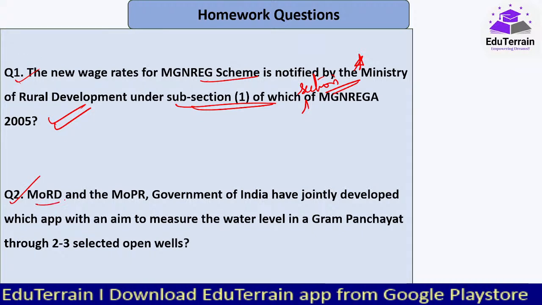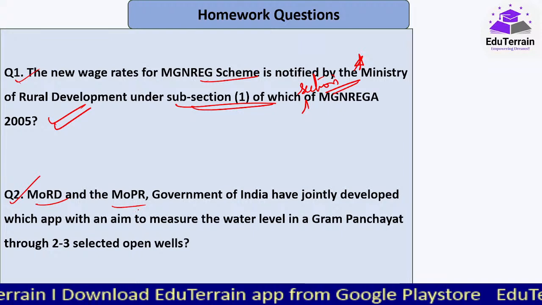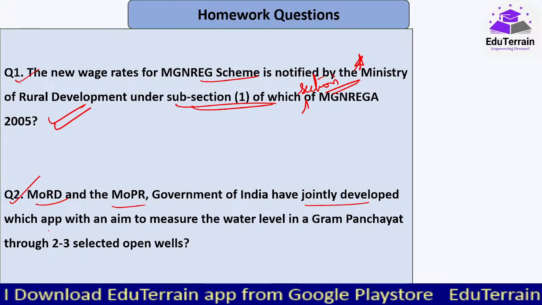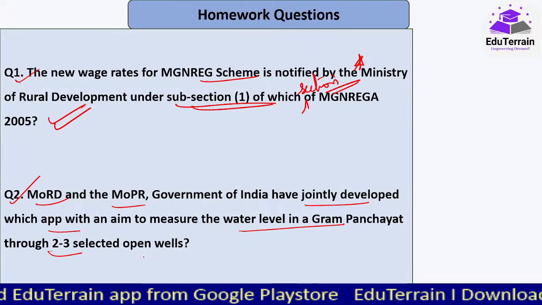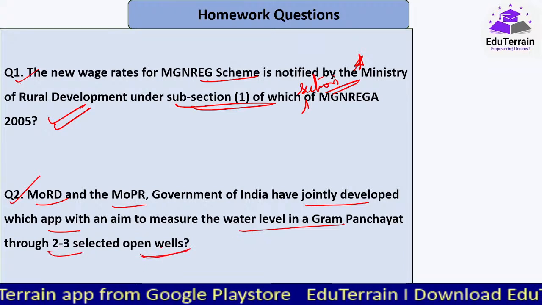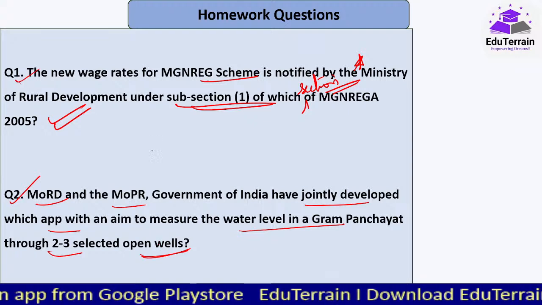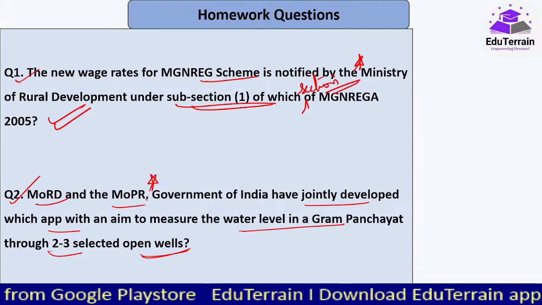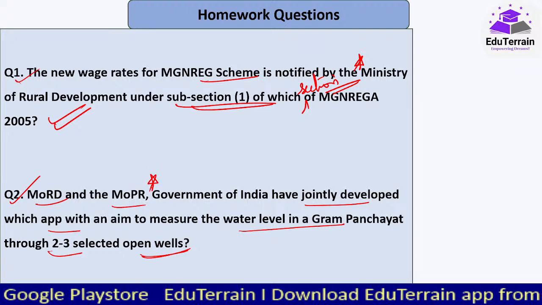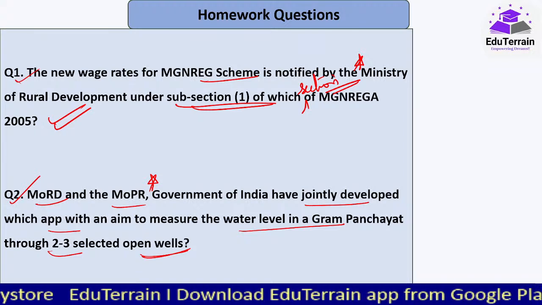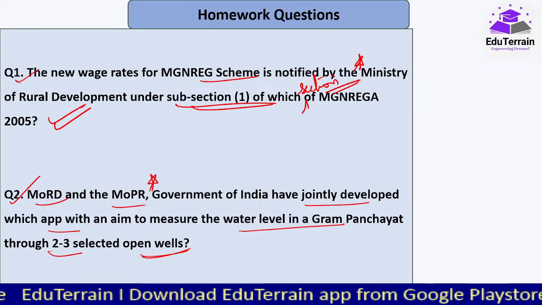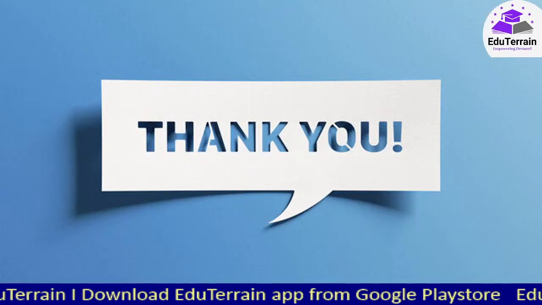Second question: the Ministry of Rural Development and the Ministry of Panchayati Raj have jointly developed which app with an aim to measure the water level in Gram Panchayat through 2 to 3 selected open wells in each Gram Panchayat? A question can also be asked, who developed the Jaldoot app? So in any way, a question can be asked. Here I am asking you about the app. I have already said the answer in passing, if you haven't noticed.